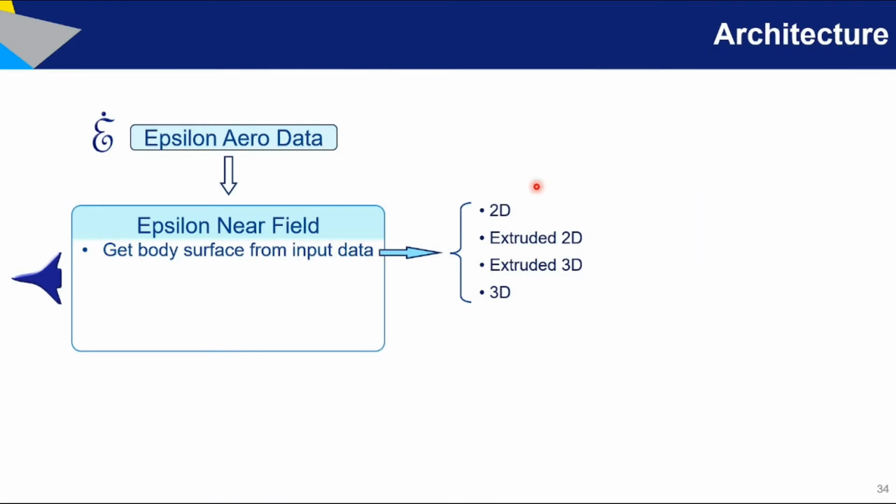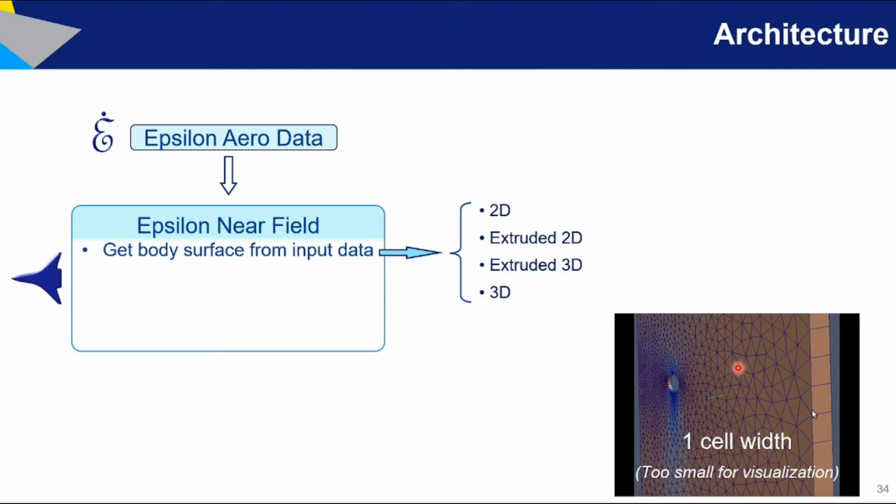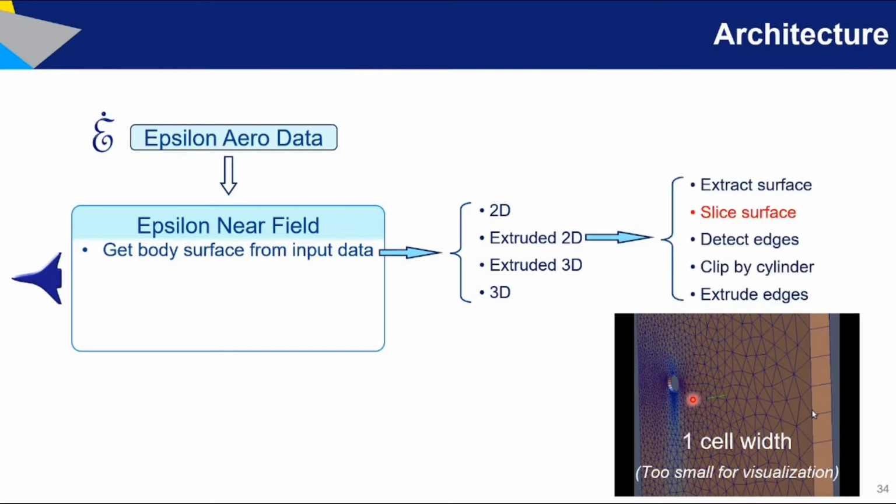Now, that's all for the 2D case. Another possibility is what they call extruded 2D. Basically, this is the case, for example, if you use OpenFOAM or another CFD solver, it's typical to have 2D CFD domains with just one cell of thickness. This poses some problems because we cannot use this architecture. We just have to introduce some small modifications in our code to extract the body surface. Let me show you what is done in the background.